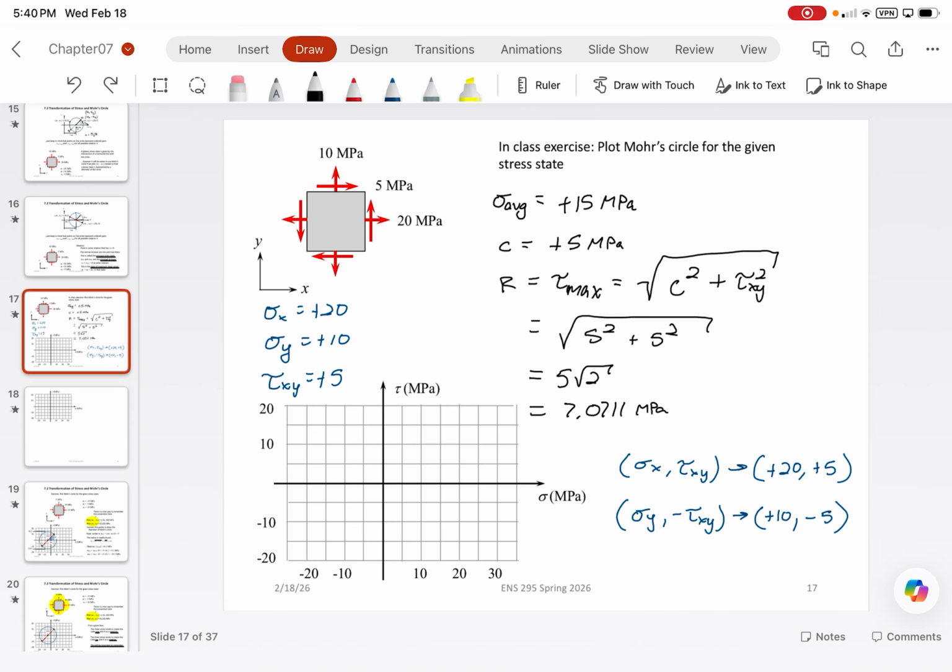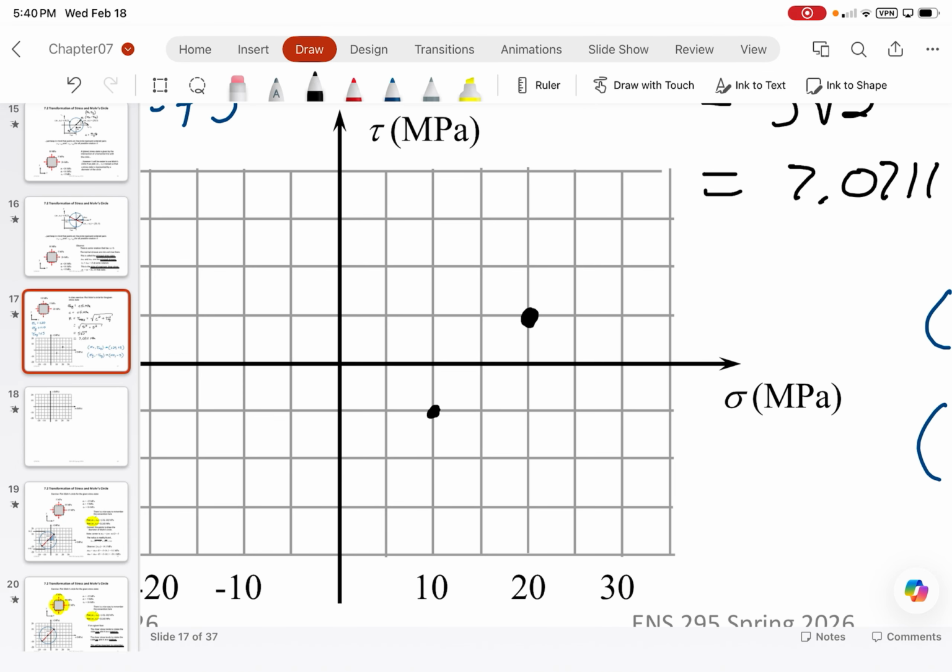So first point, plot sigma x and tau xy. So you go over to positive 20, positive 5. Coordinate 1 is going to be located right at that point. That's sigma x, tau xy. From there, go to sigma y, negative tau xy, and that's going to give us positive 10, negative 5. That's going to give us a coordinate point here. This is about to be a tiny circle, but don't worry. I will just zoom in on this as much as possible.